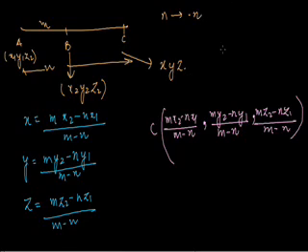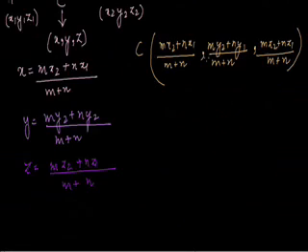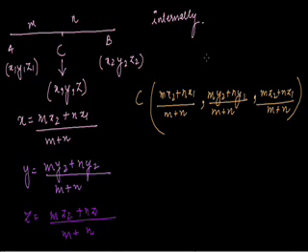So initially we have seen how it is getting divided in m is to n ratio internally. So x will be (m x2 plus n x1) upon (m plus n), y will be (m y2 plus n y1) upon (m plus n), oh sorry, it's n y1, and the z coordinate is (m z2 plus n z1) upon (m plus n). So the coordinates of C are (m x2 plus n x1) upon (m plus n), (m y2 plus n y1) upon (m plus n), (m z2 plus n z1) upon (m plus n).